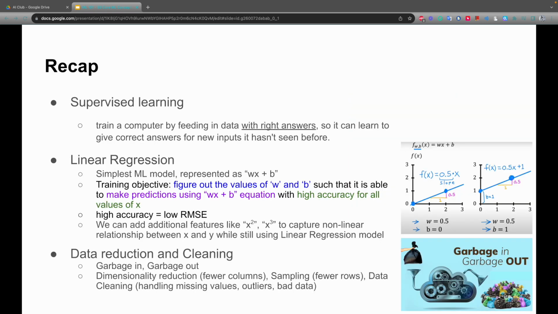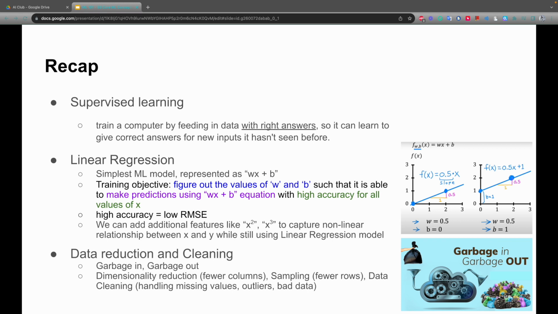First, a quick recap. Supervised learning is a type of machine learning where we feed the data with right answers. Linear regression is one example of a supervised learning algorithm. If there's only one input feature, linear regression is a simple line equation, wx plus b. As part of model training, we need to figure out the values of w and b such that we can make accurate predictions on unseen data.